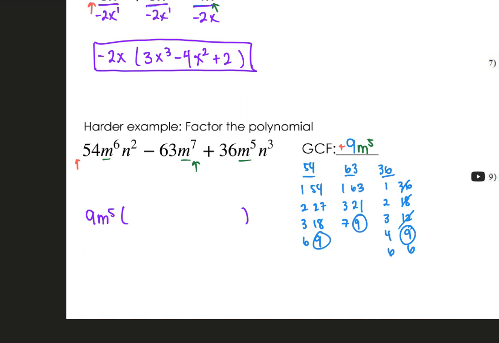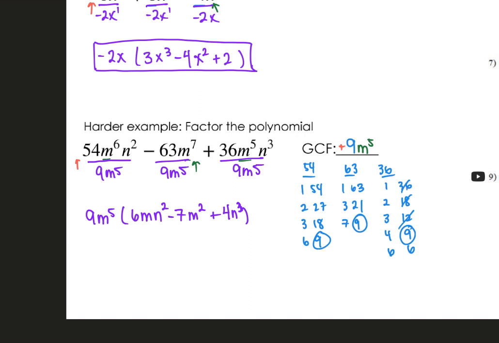Okay, so now to factor it, we know that the GCF is one of the factors, and now we're going to divide everything by 9m to the 5th. So 54 divided by 9 is 6, and then we subtract the exponents. M to the 6th and m to the 5th is just going to be an m. And since we're not taking out any n's, we're going to leave the n's. 63 divided by 9 is going to be negative 7 since this is a negative 63. And then we have m squared. And then we have 36 divided by 9, which is 4. M to the 5th over m to the 5th, those cancel out, so I'm just left with n cubed.